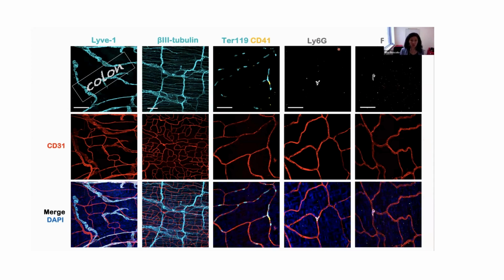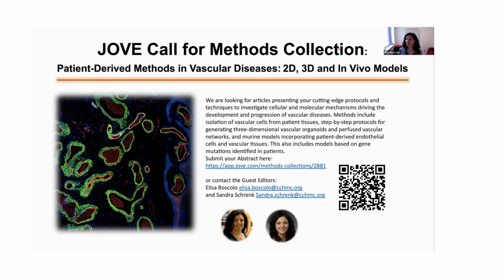And with this, I want to make one announcement: we're looking for method papers. If you have your favorite in vitro, three-dimensional, or in vivo model that is patient-derived or patient-related, it can even be a mouse model with a mutation that is found in patients, we would love to have a collection all together. If you are unsure, you can contact me so we can revise your abstract. Looking forward to your submissions.